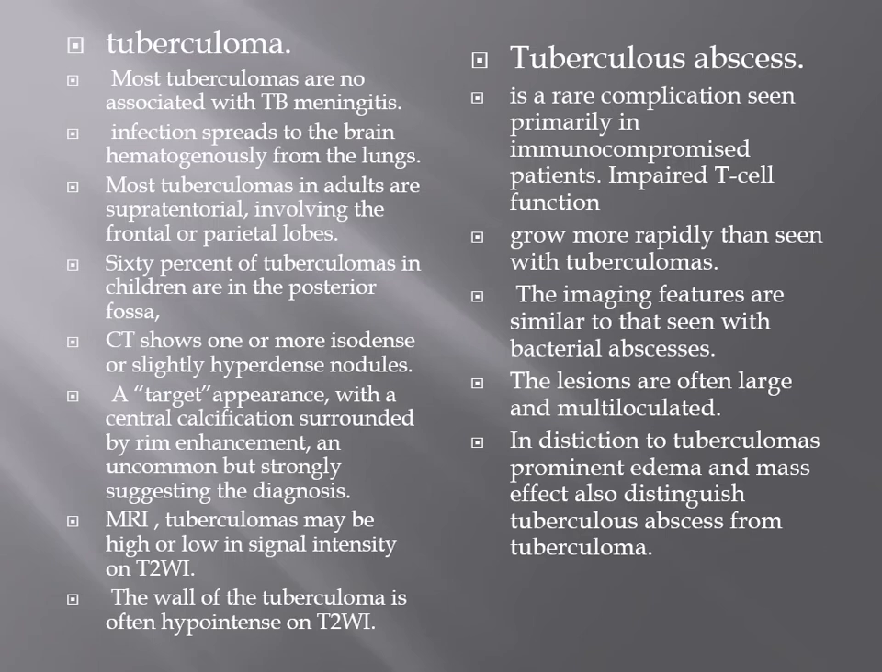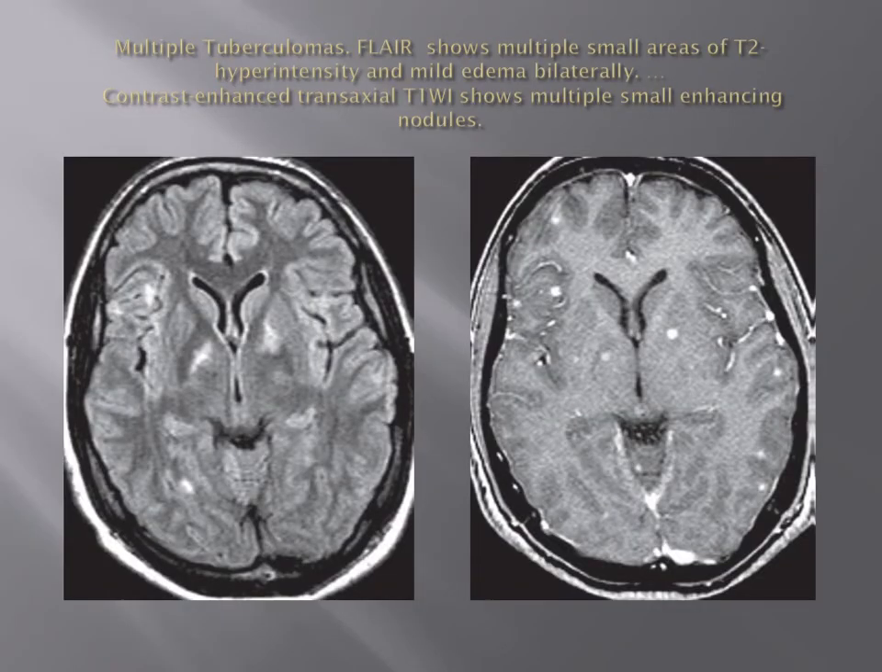It grows more rapidly than seen with tuberculomas. The imaging features are similar to those seen with bacterial abscess. The lesions are often large and multiloculated. In distinction to tuberculomas, prominent edema and mass effect also distinguish tuberculous abscess from tuberculoma. Multiple tuberculomas show multiple small areas of T2 hyperintensity bilaterally, and contrast enhanced transaxial T1 shows multiple small enhancing nodules.